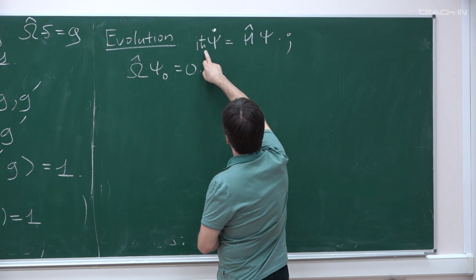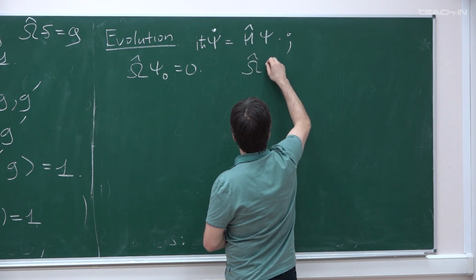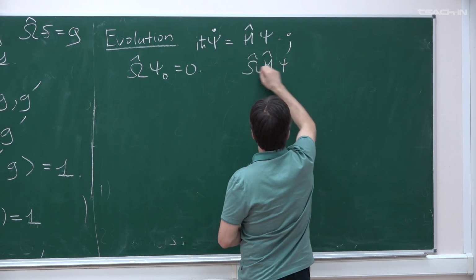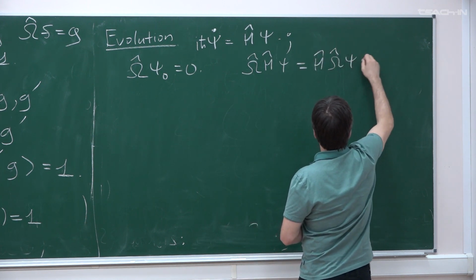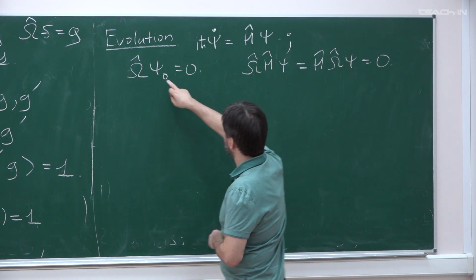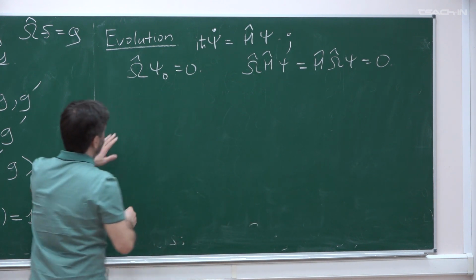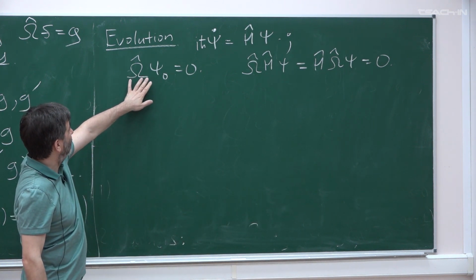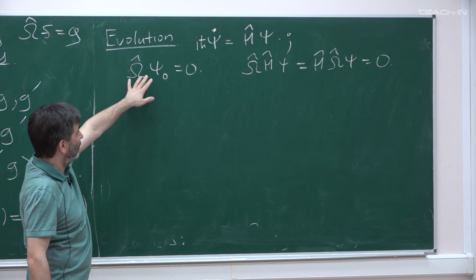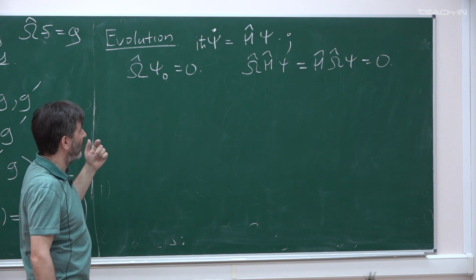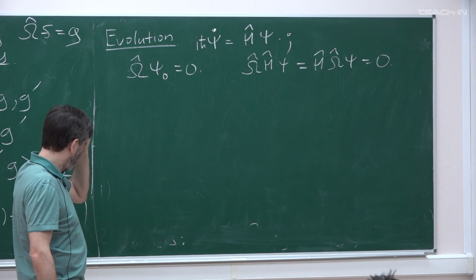So if we act with omega on both sides of this equation, we get omega h hat psi, but because they commute, it is h hat omega psi, and it is 0. At the initial moment it was 0, so in evolution it is preserved. In other words, if we start with a representative of cohomology, it evolves to a representative of cohomology; the evolution is well defined on equivalence classes, so we can actually discuss evolution in cohomology.